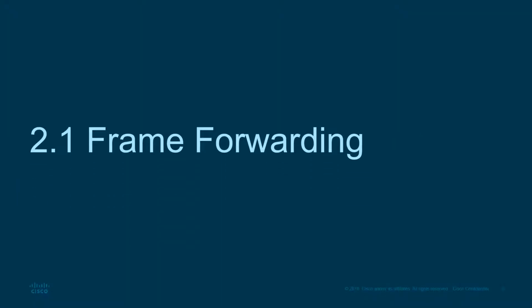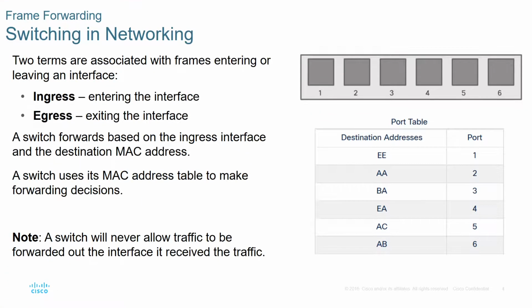Frame forwarding. Frame forwarding, switching in a network. Two terms are associated with frames entering or leaving an interface. Ingress, entering an interface. Egress, exiting the interface. A switch forwards based on the ingress interface and the destination MAC address.